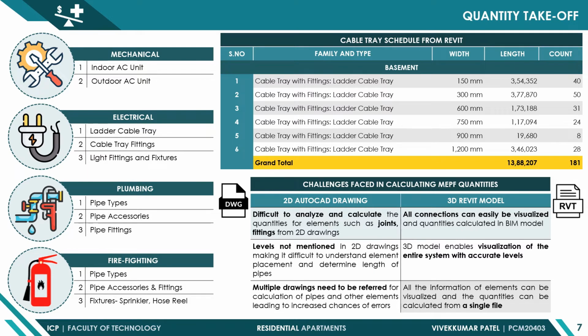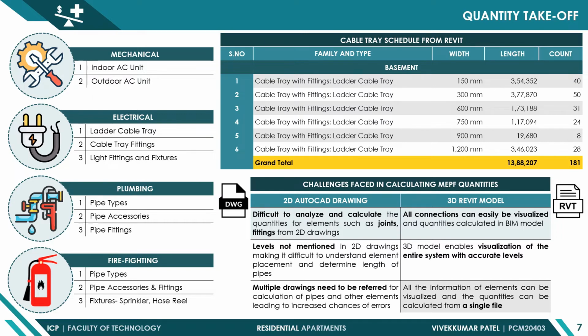The quantities for MEPF services were extracted from Revit. The quantities extracted were, for the mechanical model, indoor and outdoor AC units; for the electrical model, cable trays with the lighting fittings and fixtures; for the plumbing model, different pipe types, pipe fittings and pipe accessories; and for the firefighting model, different pipe types, pipe accessories and fittings with fixtures like sprinklers and hose reels. A sample of the quantity takeoff from Revit is shown for the electrical cable tray.